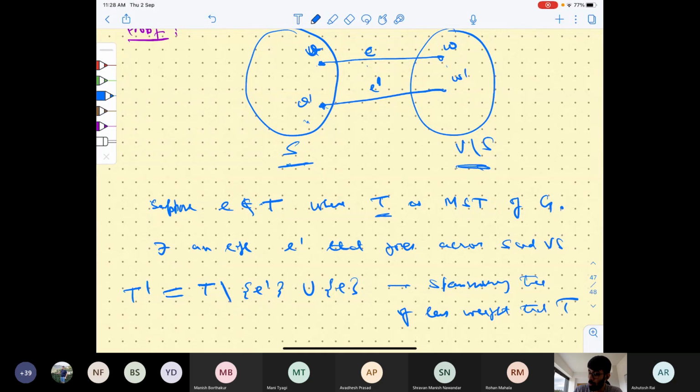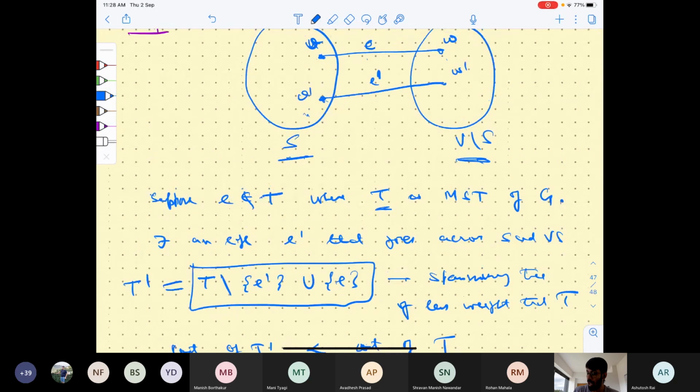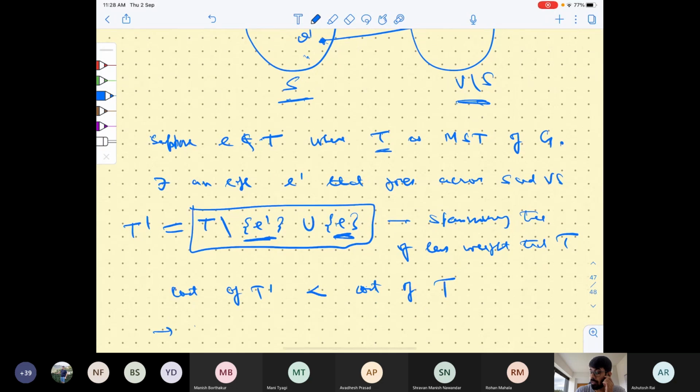So this is what we want to show. We want to do this exchange argument. We want to remove E prime from the tree and we want to add E back. So this is very clear that cost of T prime is less than cost of T. Why? Because we have removed a higher weight edge, which is E prime, and added a lower weight edge, because all the edge weights are distinct, right? So this is fine. Now all we need to show is that T prime is connected.